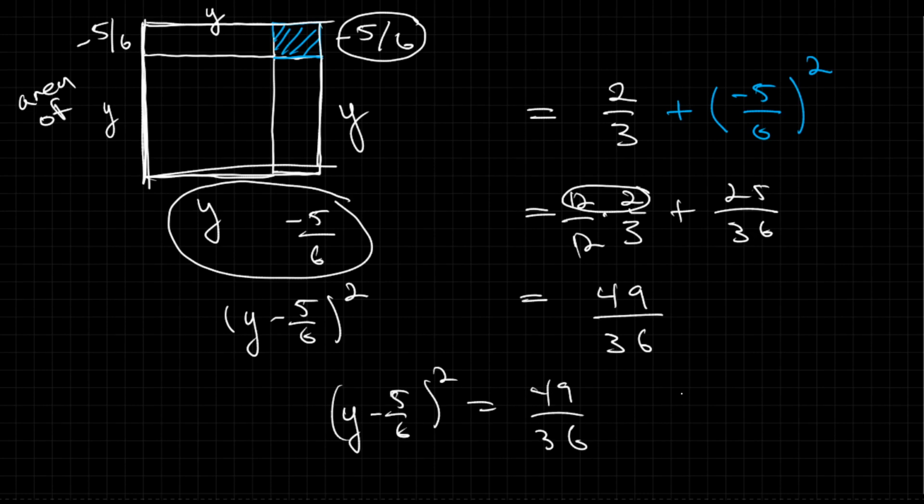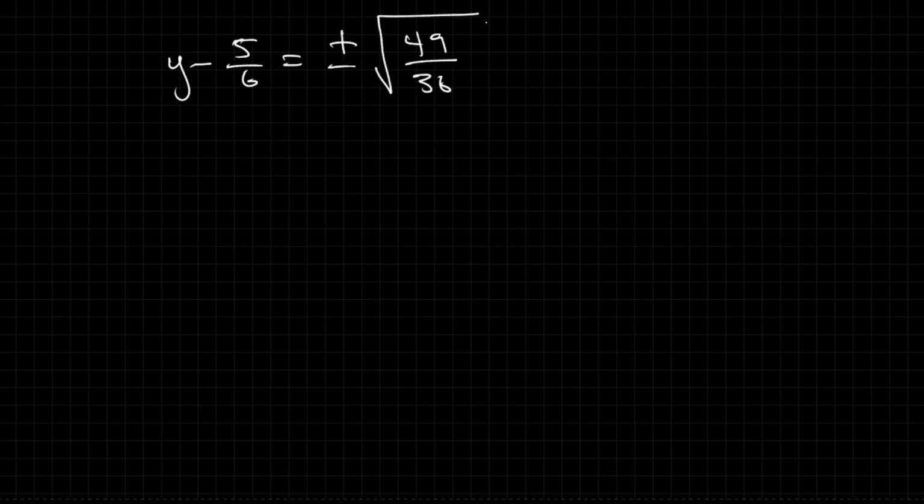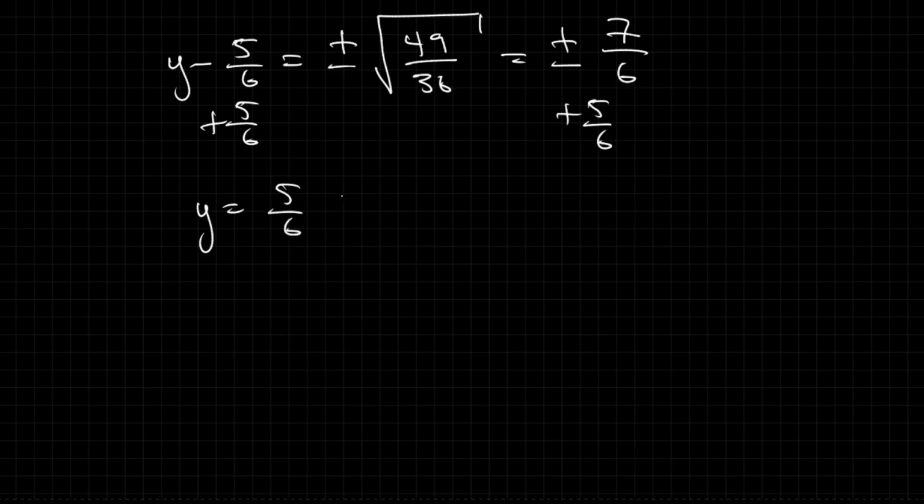This equation is quite easy to solve. Something squared equals a number. The solution to that will be whatever is here is plus or minus the square root of the right-hand side. And so y minus 5/6 has to be equal to plus or minus the square root of 49 over 36, which is plus or minus 7/6. Now we can go ahead and add 5/6 to both sides, and we get that y is 5/6 plus or minus the 7 over 6 term.